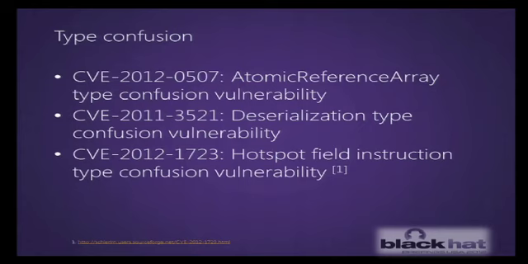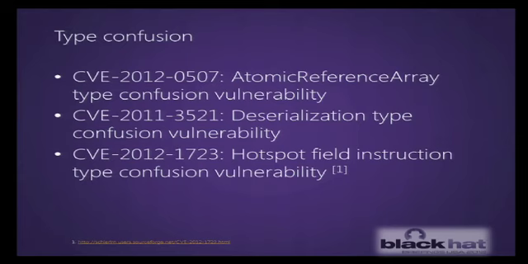So for example, for type confusion, there are 3 major vulnerabilities found recently. The first one is 2012-0507, the vulnerability we will talk about today. And the second one is 2011-3521. This one is the type confusion in the CORBA module. So you can see that this one is from atomic reference array. The second one is from CORBA. So it looks like they are just happening in random modules.